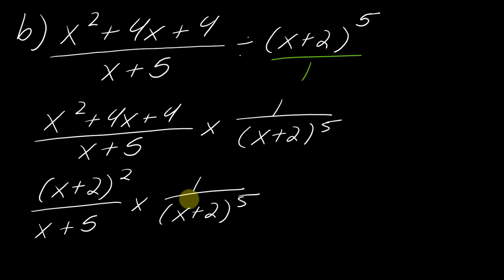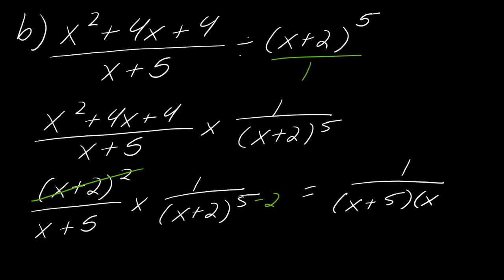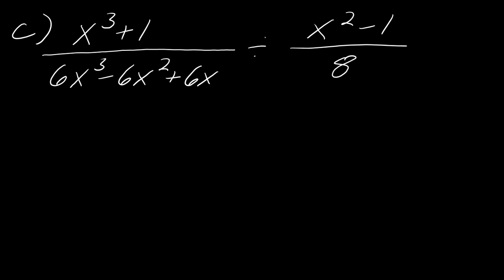And now in this particular case, where do I have more x plus 2s, on top or on bottom? I have more on bottom. So when I actually make my cancellations, this will cancel out, and I'll just subtract 2 from the exponent here. And so now I just have 1 on top, and this will be x plus 5 times x plus 2 cubed. And so there you go. We'll just leave it like that. Okay, cool. So let's just try one more.